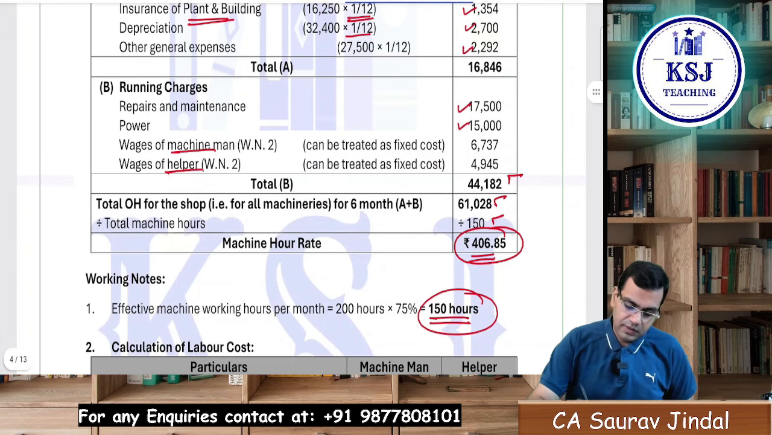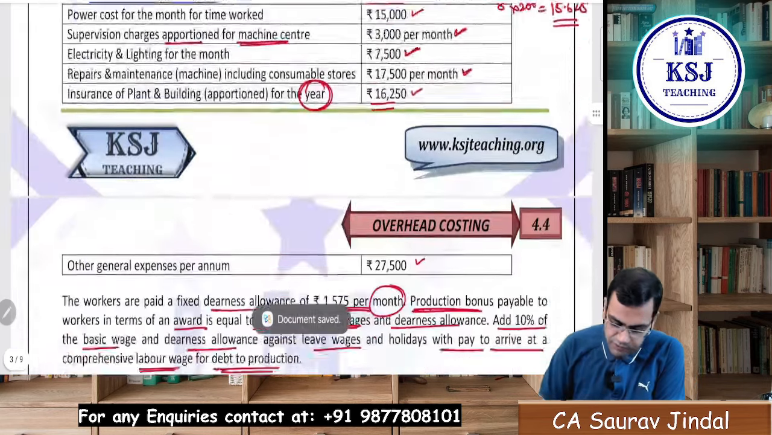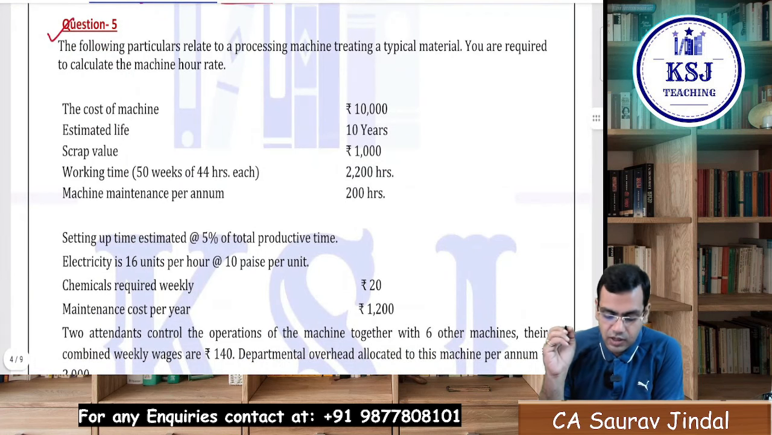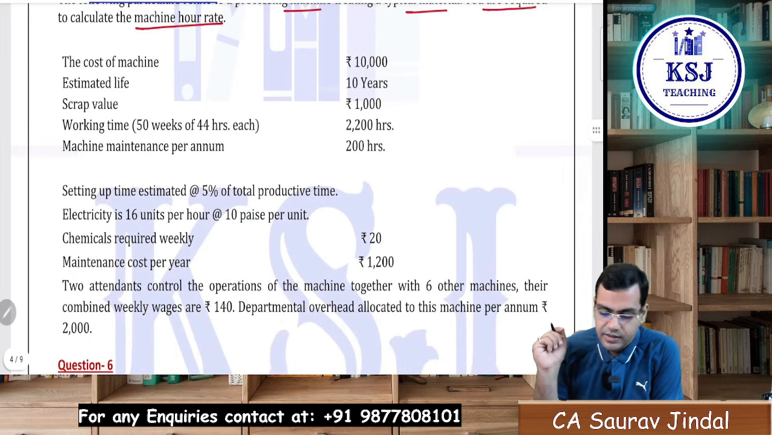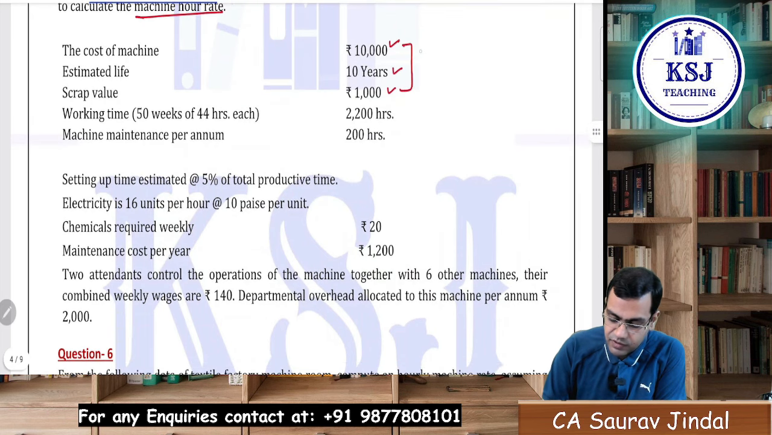Okay, so this is a very good question that we have just completed, sir. Question number 4 is done. Let's come to question number 5 now. The following particulars relate to a processing machine treating a typical material. You are required to calculate the machine hour rate. The cost of the machine is given 10,000, estimated life is given 10 years, scrap value is given 1,000. So from here the depreciation can be calculated, that is 10,000 minus 1000 divided by 10, right?